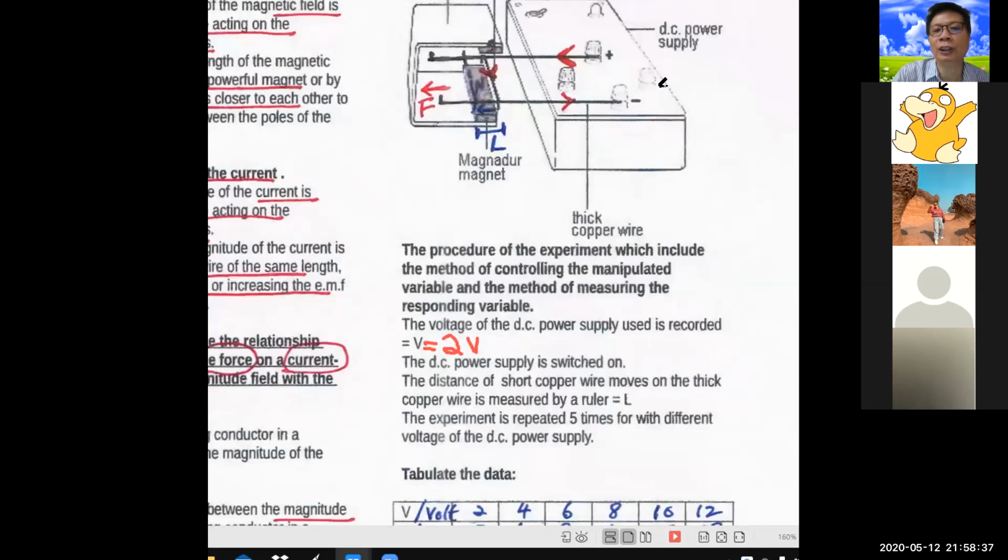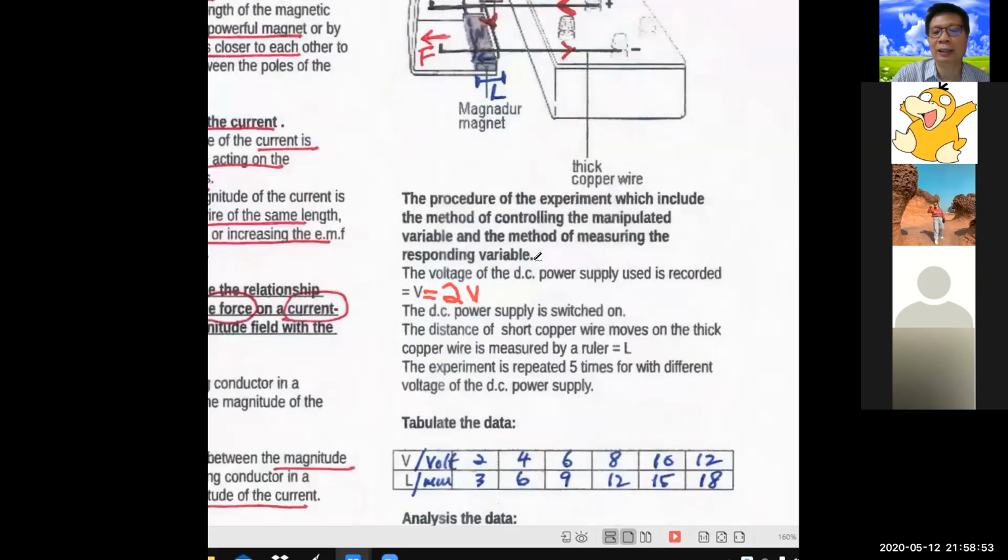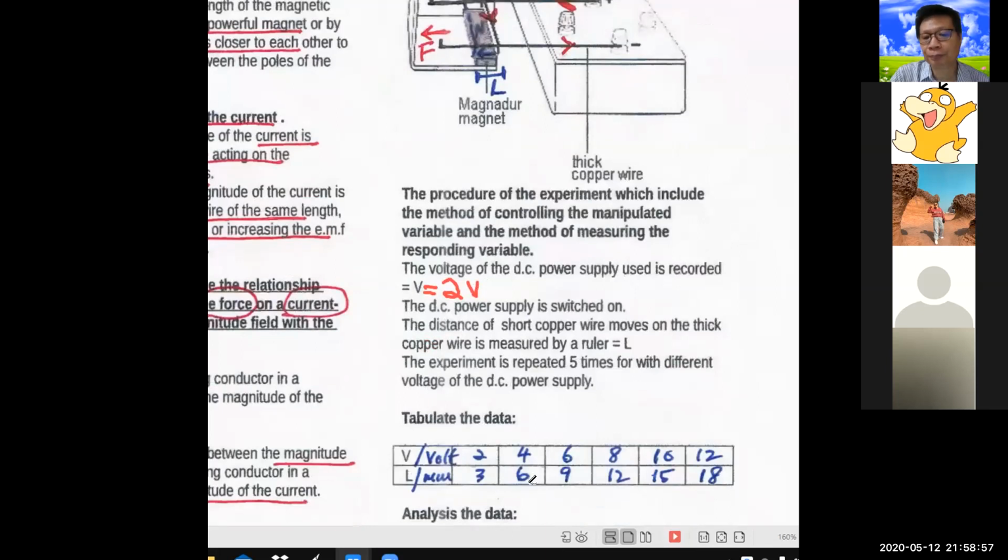Increase the voltage to 4 volt. You can turn the button to make the voltage become 4 volt. Bigger voltage, bigger current also, right? So the force becomes stronger. So it pushes this wire further, then you measure the distance now. So you get 6 millimeter, longer, right? So you repeat the experiment. The experiment is repeated 5 times for different voltages of DC. You cannot write like this. You must say the experiment is repeated 5 times for different voltages of DC power supply of, you put there, 4 volt. You must write it out, you cannot just put it like that, 4, 6, and so on.